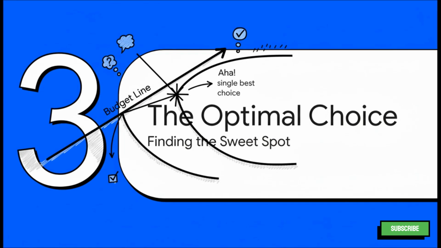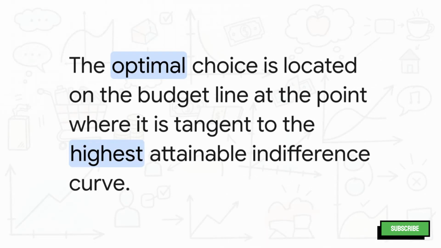All right, now for the aha moment. This is where everything we've talked about snaps together. We're going to take what's affordable, that's our budget line, and combine it with what you actually want, your indifference curves, to find that one single perfect choice a rational consumer will make. Here's the secret. A rational consumer will always find that one special point on their budget line that just gently touches the highest possible indifference curve they can get to.